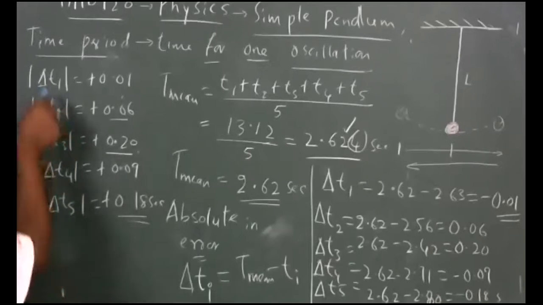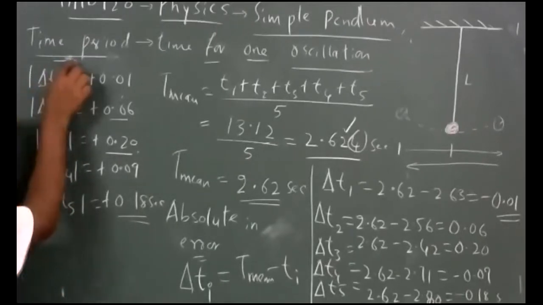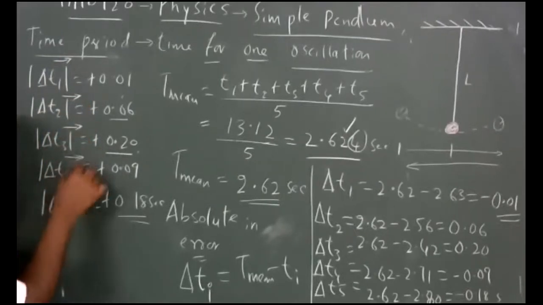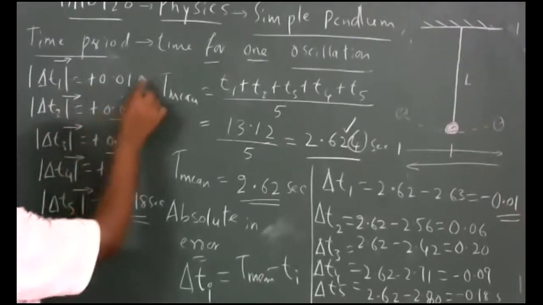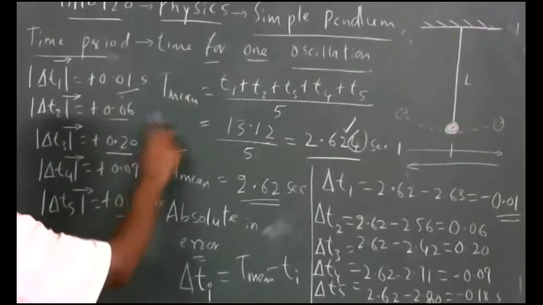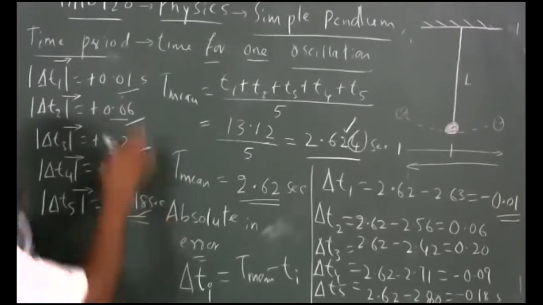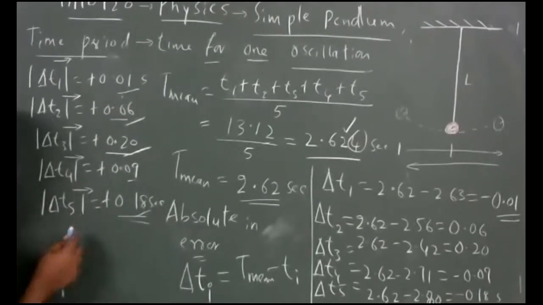So what I mean to say, what is mod 1, 2, 3, 4, 5? This is called absolute error in the first time period, absolute error in the second time period, absolute error in the third measurement, absolute error in the fourth measurement, absolute error in the fifth measurement. So absolute error should always be positive: 0.01 second, 0.06, 0.20 seconds, 0.09 seconds, 0.18. When you add all these values, it gives you a single value.